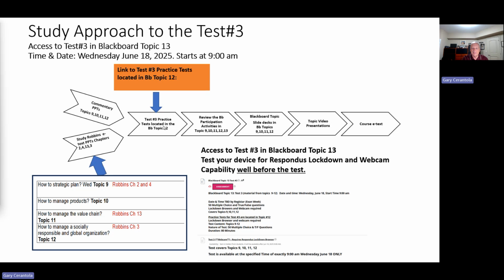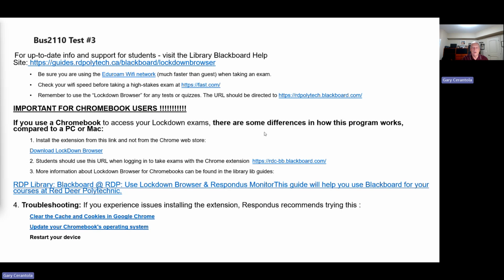Just remember that. The key areas to start from are the commentary PowerPoints that I've been providing, and studying the Robbins e-text PowerPoints as well is key. So in test number 3, there are basically 4 PowerPoint chapters to cover off, and here's where it's required. Again, here's all the information. You can find it on the presentation. Both these presentations have been updated for topic 12 and topic 13, and they're in Blackboard under the folders for the commentary presentation. So you can find more information.